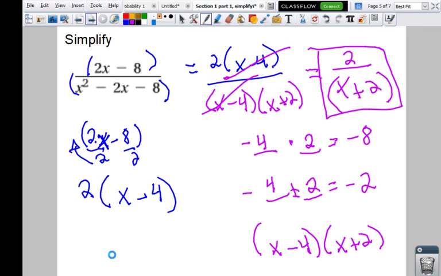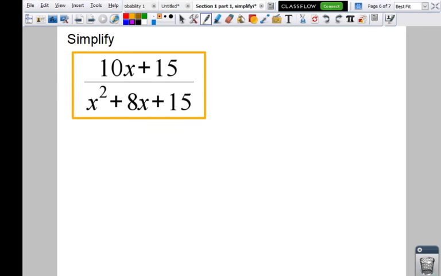Alright, your guys' turn. These ones are just right. So you're going to simplify 10x plus 15 over x squared plus 8x plus 15. Last in class problem, and then you guys can start on the exit ticket.